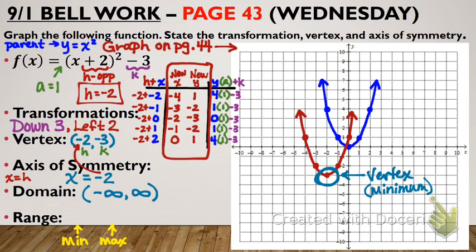The vertex is a minimum. So I'm going to be looking at this for the minimum value. Does this parabola have a highest point? Infinity. What makes you say that? You're right. Tell me why. Yeah, the arrows mean it goes up forever.